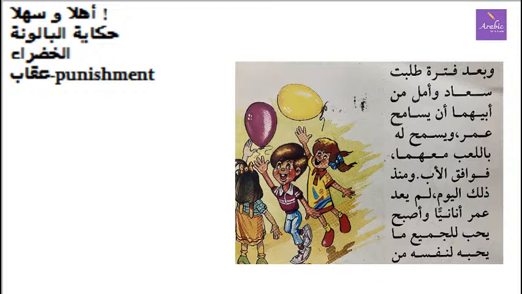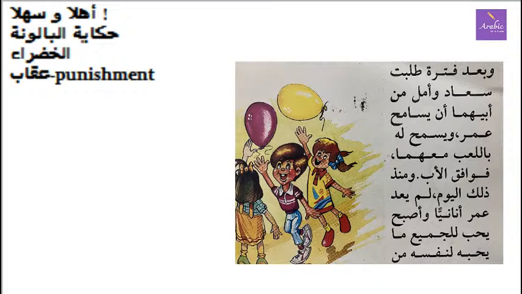So, بعد فترة طلبت سعاد وأمل. Who asked? سعاد وأمل, his sisters, these are their names. من أبيهما, from their dad, أن يسامح عمر, to forgive. يسامح is to forgive. So عقاب is punishment. Now to forgive is يسامح. Okay, so أن يسامح عمر, their brother عمر.